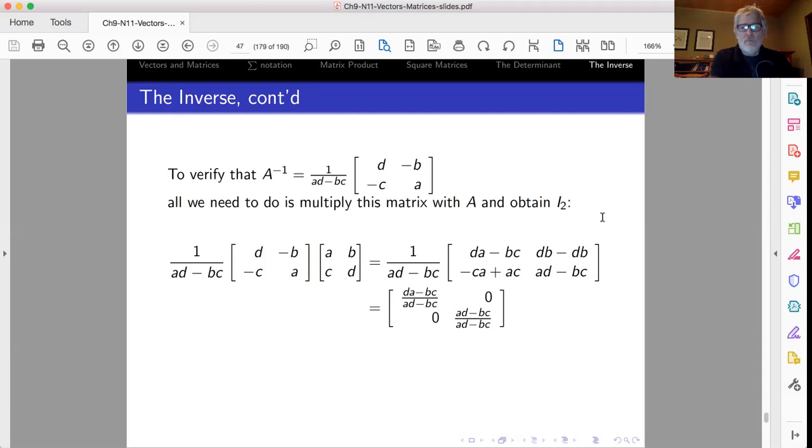Now I multiply. How do you multiply a scalar times a matrix? You multiply all the entries by that scalar, right? So I can multiply all the entries by 1 over AD minus BC. So this is what you're looking at here. And you see that this is the identity, okay? Now, I know that following this on slides in a video is not easy. So what you want to do is take a piece of paper, pencil or pen, and just go through it by yourself step by step, okay?